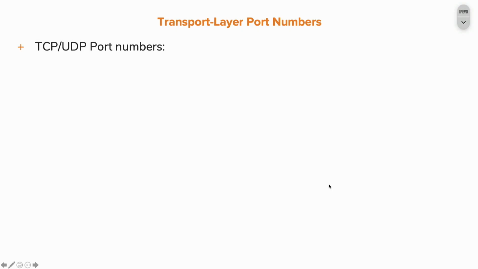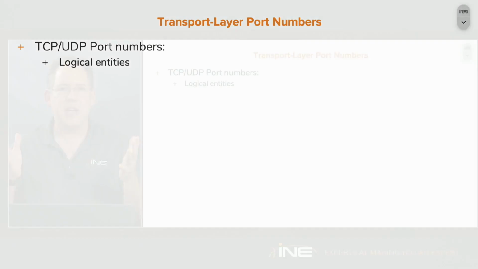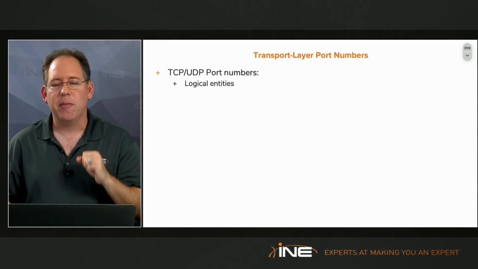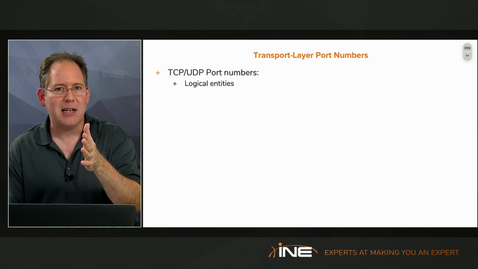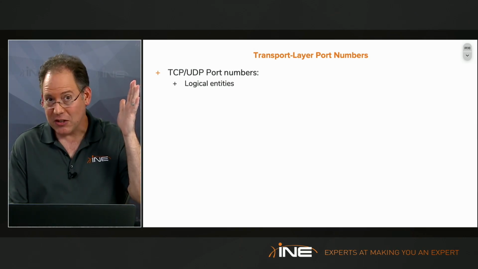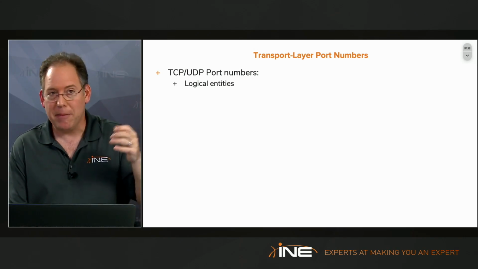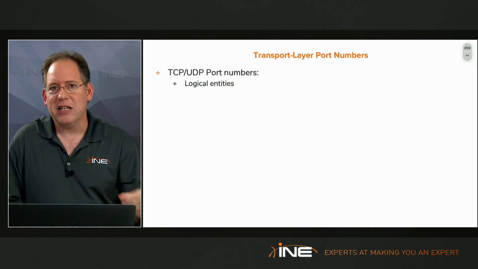So TCP and UDP both utilize port numbers. These are logical entities. In other words, they come and they go. If I shut down a particular tab of my browser, whatever port number was associated with that tab is now going to be released and not used anymore. Now maybe some other application could use that same port number.